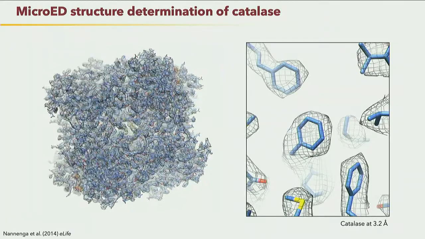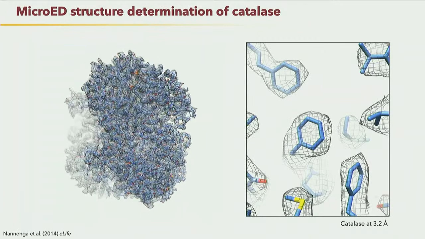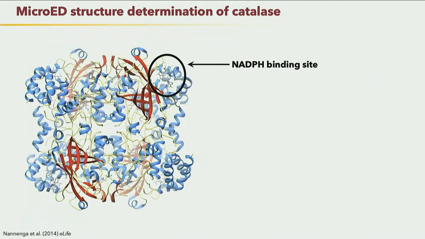Again, mostly just to prove that we could handle something this large. But what's actually really interesting about catalase is that it has some interesting ligands inside of it. So there's an NADPH binding site in catalase. This was the first test, actually the second protein we ever did by MicroID.